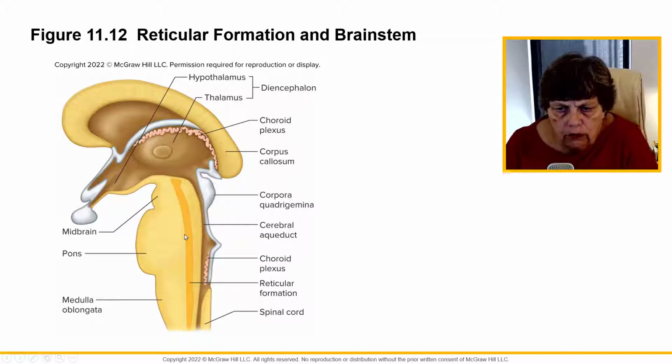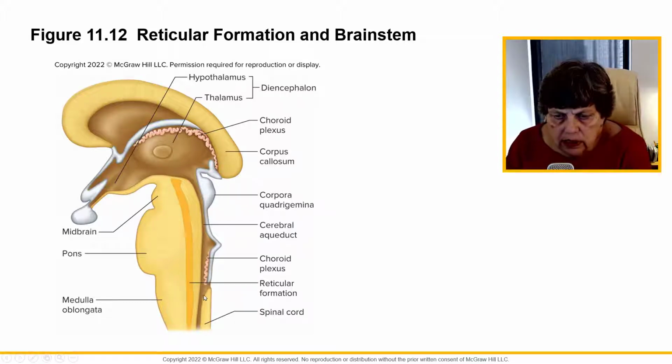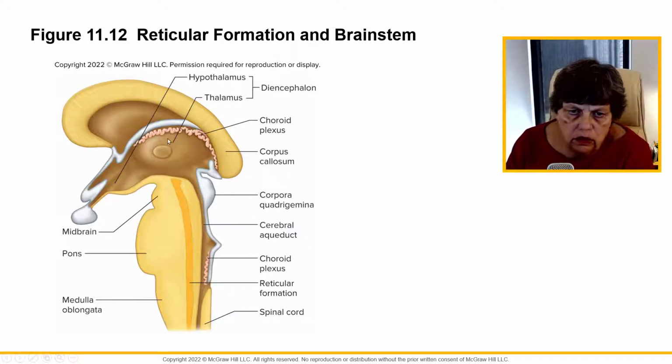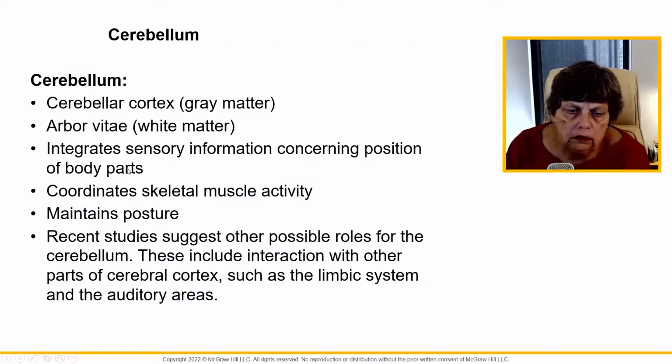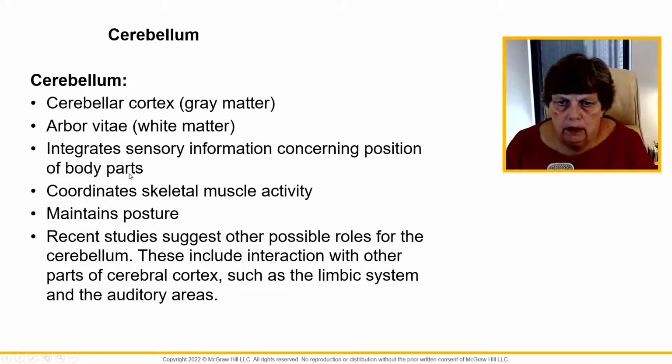Okay. All right. So you can see, obviously, this aqueduct. You can see this midbrain and the pons and the medulla. And this is a real good look at this diencephalon area. Oops, sorry. I'm going to go back.